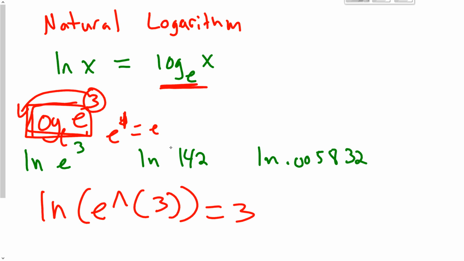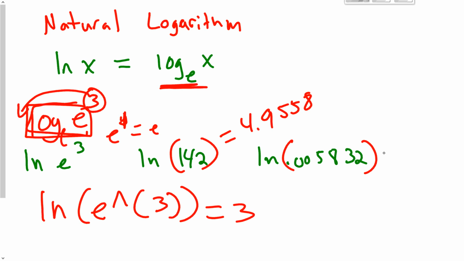Next one, when I hit the ln button, it'll bring up parentheses. Put in 142, close that off, and you'll get 4.9558, and it goes on there. And then for this one, when I hit ln, parentheses will come up, close that. What type of number do you think this is going to be? This is going to be a negative, right? Because I have a number between 0 and 1. So it's negative 5.144, and then it keeps going.